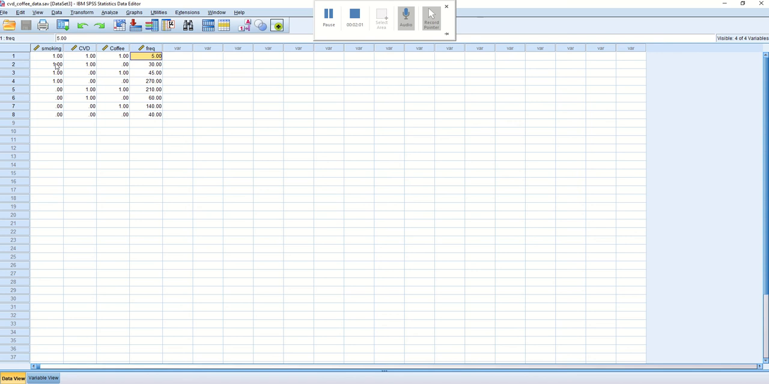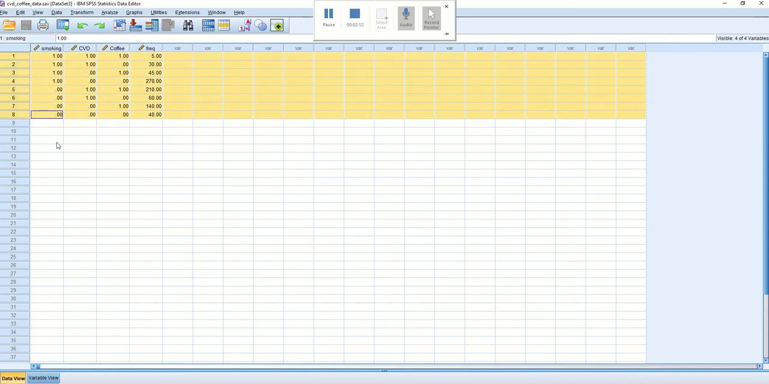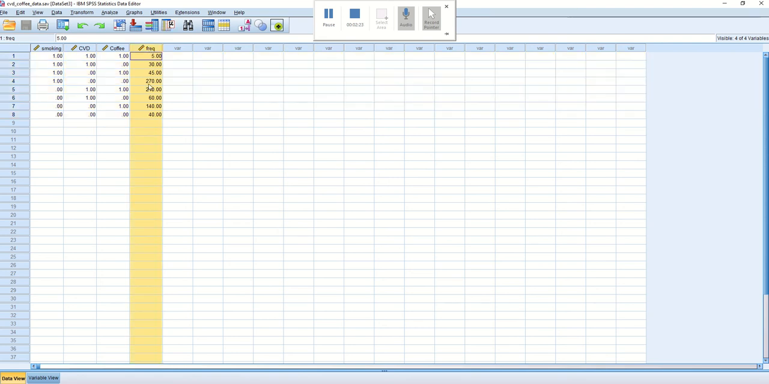And if you think about it, smoking has two possibilities, yes and no, CVD 2, coffee 2. So 2 times 2 times 2, that is 8. And sure enough, we have 8 different profiles represented by the 8 different rows. What you have at the end is the frequency, meaning the number of individuals that belong to each profile. So for example, the 270, these are those that are smokers but do not have CVD and do not have coffee.